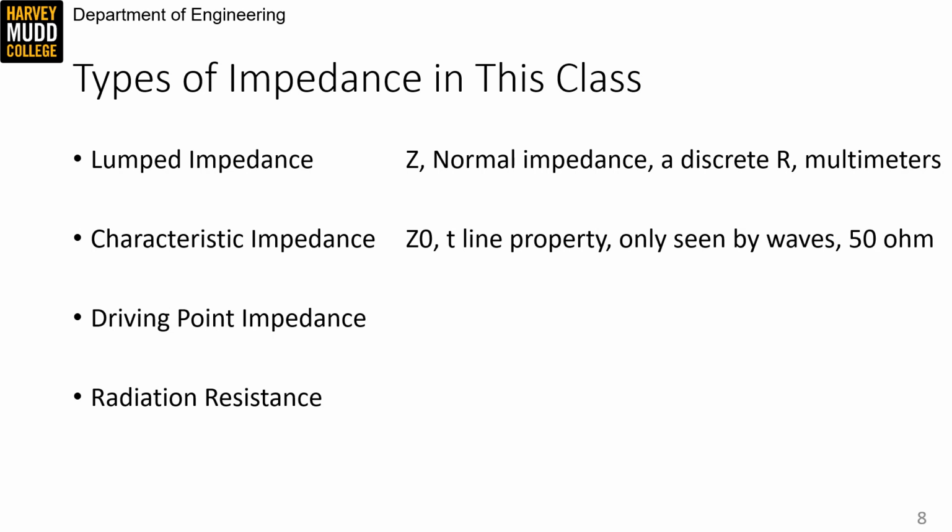Also, note that 50 ohms is a common characteristic impedance for rather silly historical reasons. So if someone says a cable is 50 ohms, that's referring to a characteristic impedance and not a lumped impedance. A multimeter won't measure 50 ohms on a 50 ohm cable.